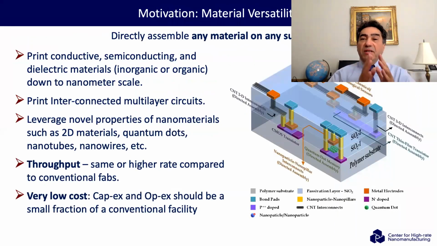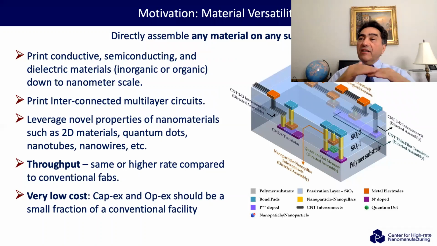The second motivation is we want to be able to use any material to make our circuit. So we want to print any material on any substrate. We want to print conductive, semiconducting, or dielectric materials, organic or inorganic, down to the nanometer scale.